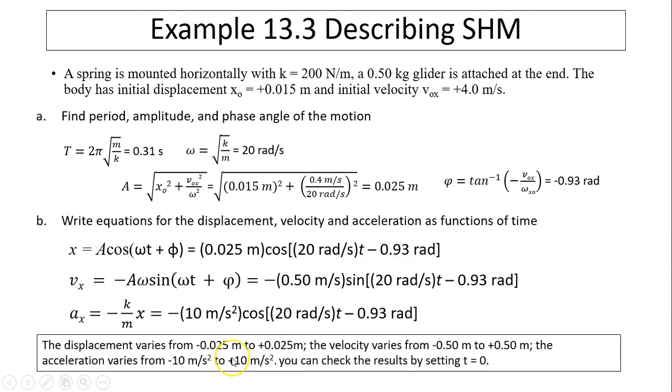The displacement varies from negative 0.025 to positive 0.025, and velocity varies by A times omega, which is negative 0.5 to positive 0.5. Acceleration is A omega squared, so negative A omega squared, negative 10 meters per second squared, to positive 10 meters per second squared. You can also check your result by setting t equals 0. When t equals 0, what is x, v x, and a x?